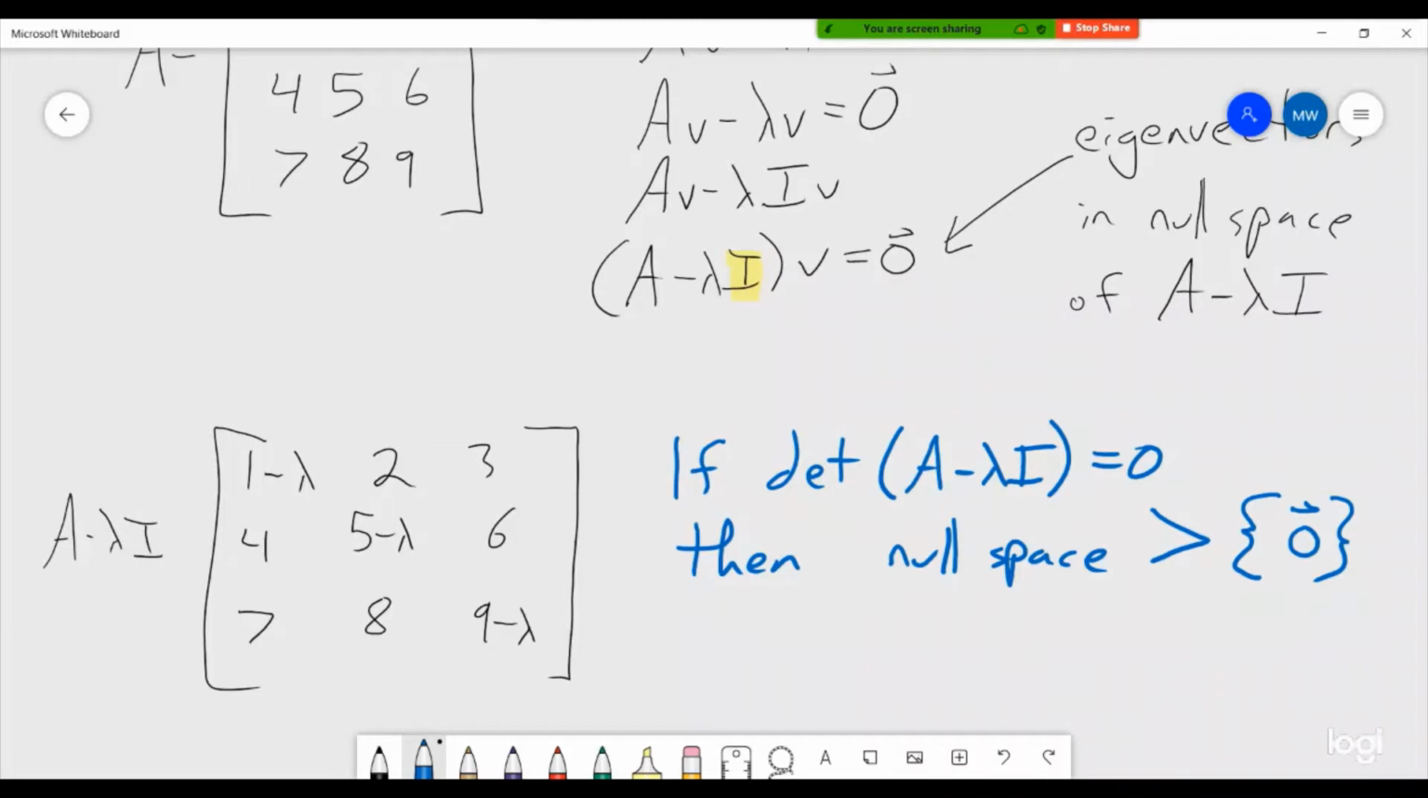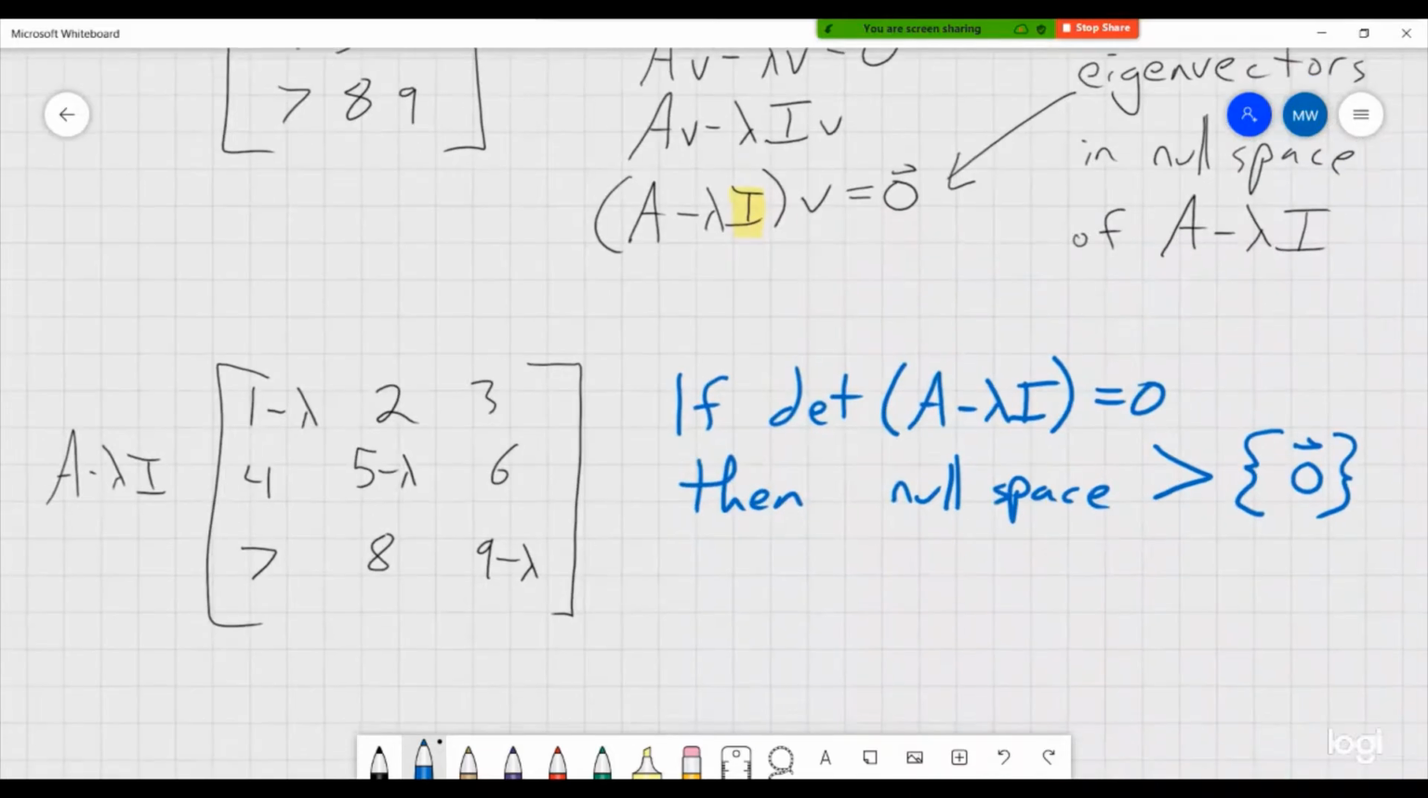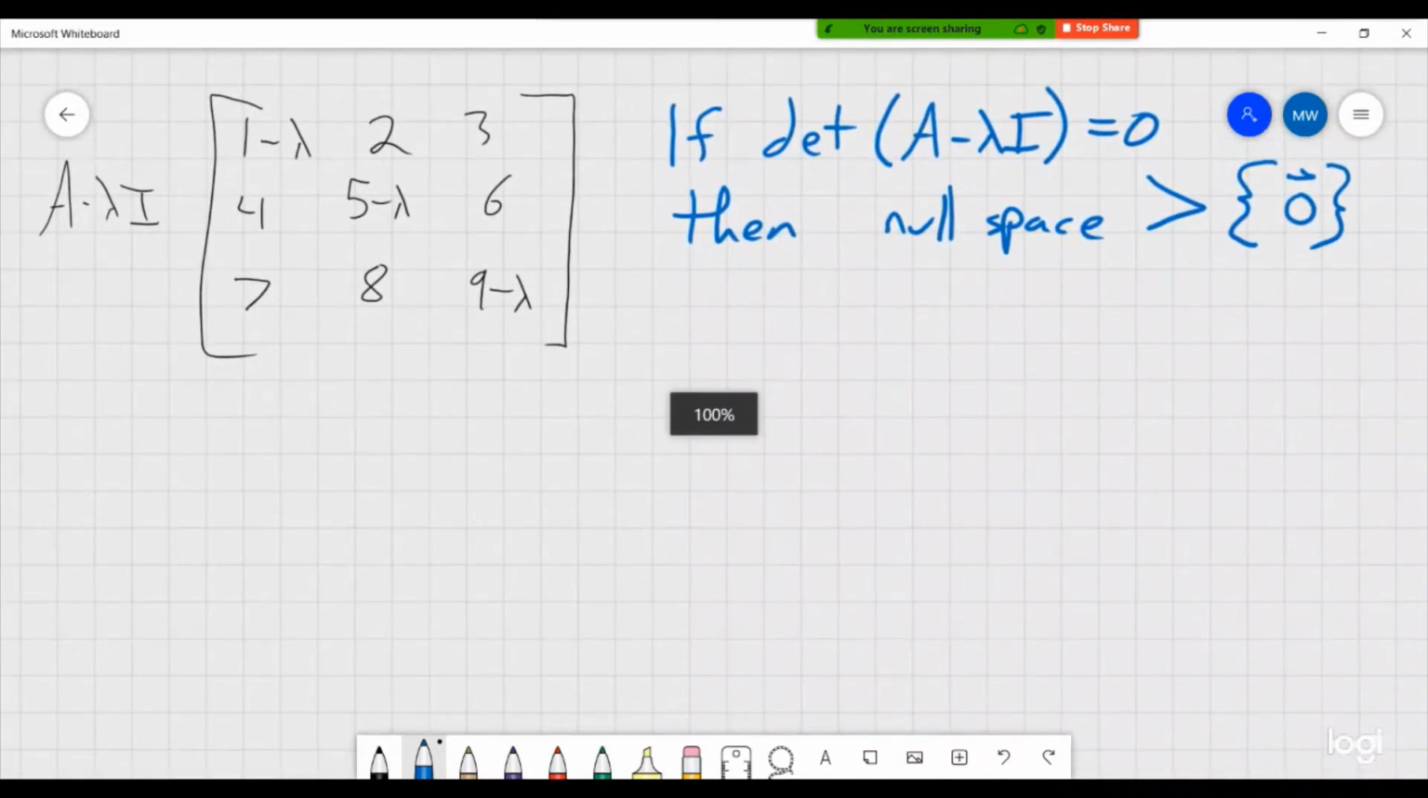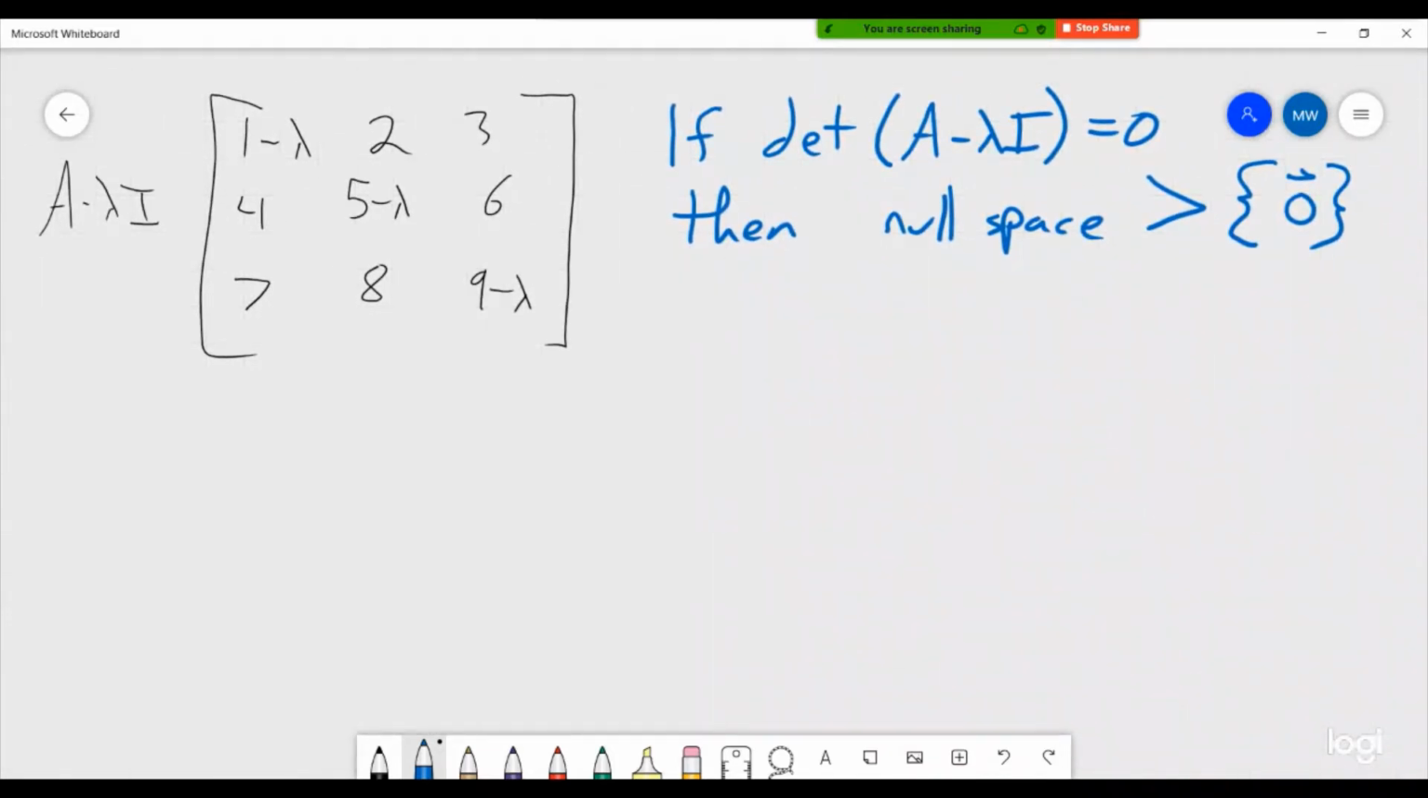We want to figure out when the null space is more than just the 0 vector, because the 0 vector is always in the null space. So we want non-zero vectors in order to get an eigenvector. And so that's why we look at the determinant of A minus lambda I, and we set it equal to 0 to solve for lambda. We're trying to figure out what eigenvalues give us a non-trivial null space.